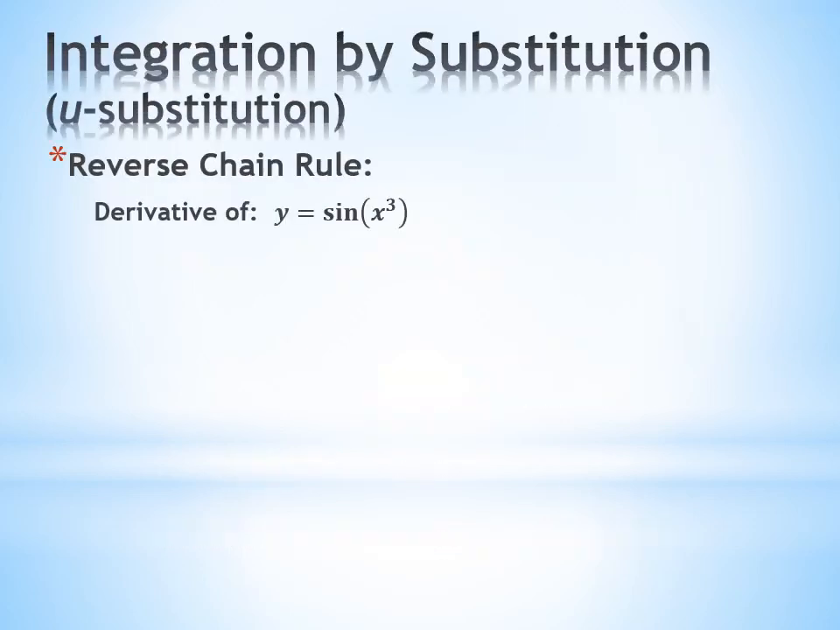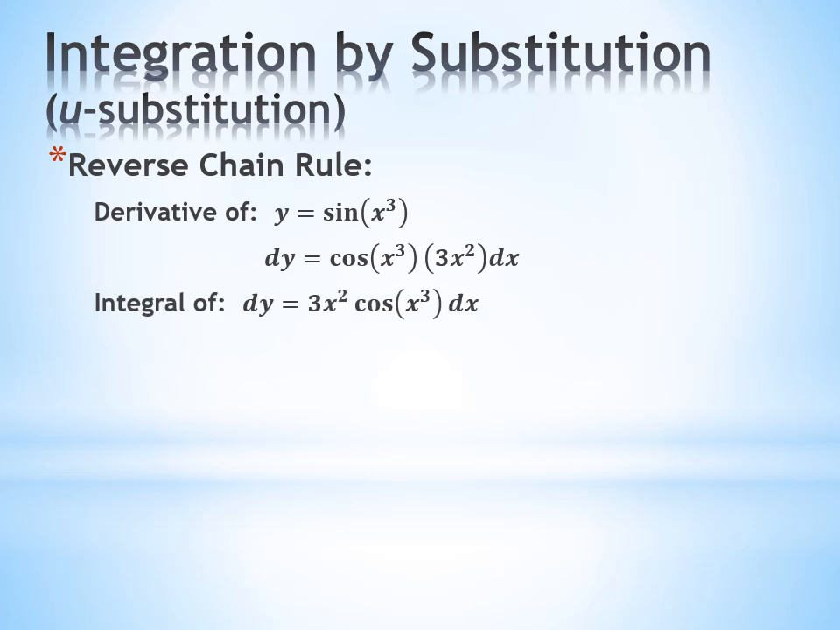So we know the power rule. To reverse the power rule, we're going to add 1 to the exponent and then divide by that exponent. For the chain rule, we also have a reverse operation as well. We call that u substitution. So essentially, if we have this function right here and we take the derivative, then we get dy equal to cosine of x cubed, and then we take the derivative of the inside, which is going to be 3x squared, and then we get dx on the other side.